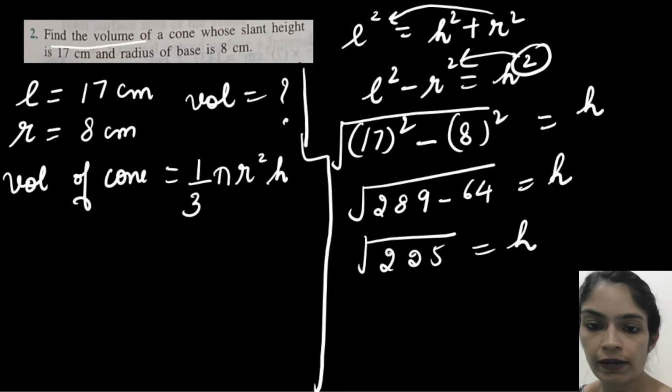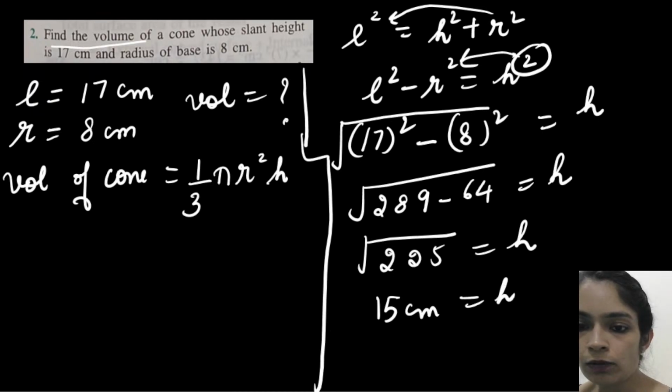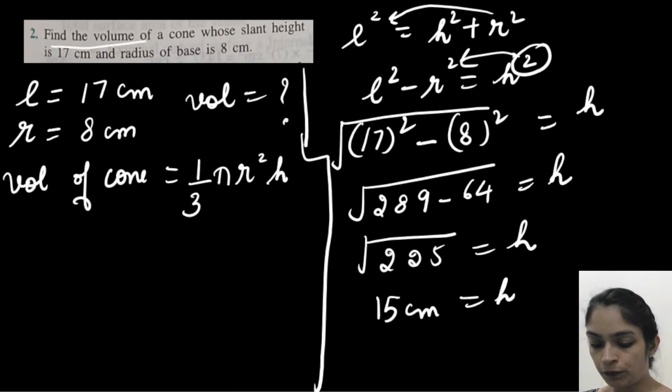Square root of 225 is 15. So 15 centimeter. We got the value of h as 15 centimeter. Yes, so h is 15. Kirtana, it is not 5 centimeter, it is 15 centimeter.